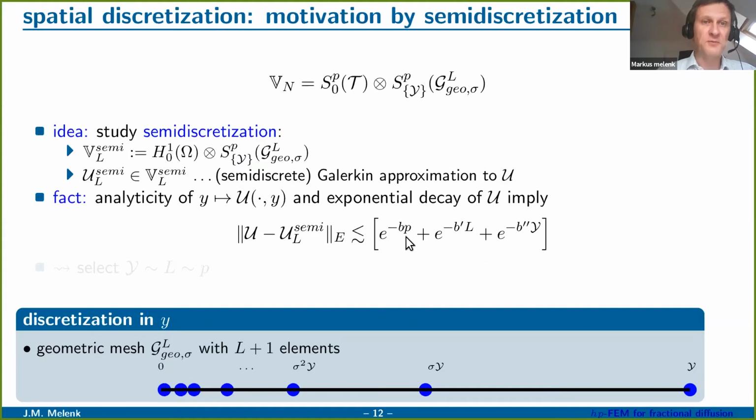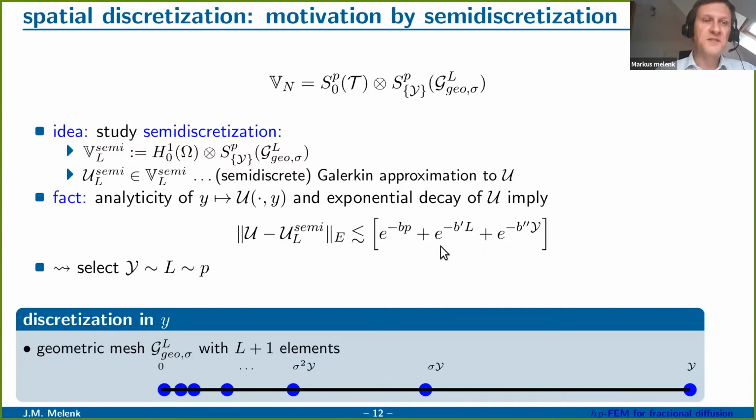The first one is exponential in the polynomial degree p, so that is this p here. The second term is exponential in the number L of layers of the geometric mesh here. So essentially e to the minus b prime L is related to the size of the smallest element here at y equal to 0. And the third term here, e to the minus b double prime curly y, is related to the cutoff, that we make an error by simply cutting off. But that error is small, as you see.